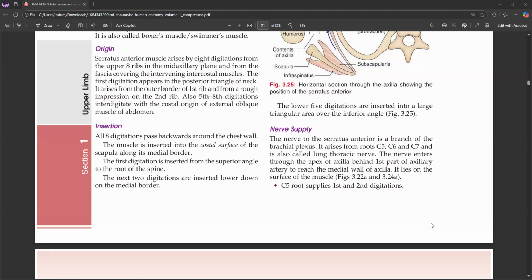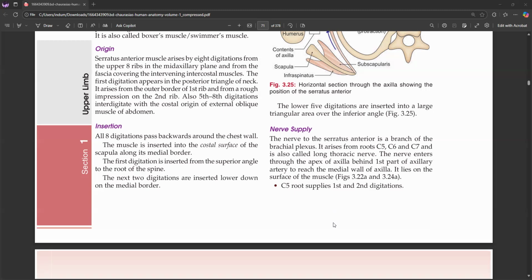Figure 3.25. Nerve supply. The nerve supply to the serratus anterior is a branch of the brachial plexus. It arises from roots C5, C6, and C7 and is also called long thoracic nerve. The nerve enters through the apex of axilla behind first part of axillary artery to reach the medial wall of axilla. It lies on the surface of the muscle.